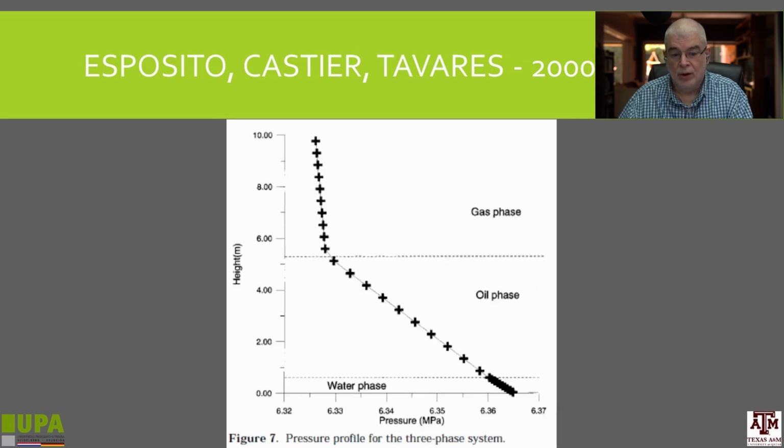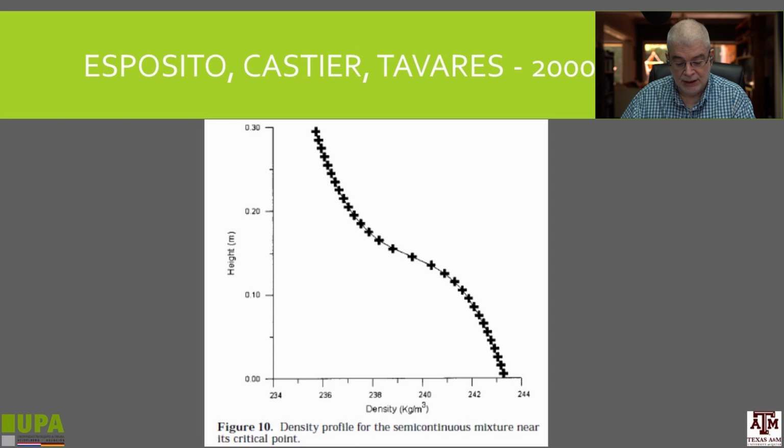And also in three-phase systems, here we have a gas phase, an oil phase, and a water phase at the bottom. So we could calculate compositions, pressure profiles, everything based on this dual loop numerical approach. And this is a calculation close to the critical point, and then you get this kind of smooth transition. This is height against density, a smooth transition of density close to the critical point temperature.